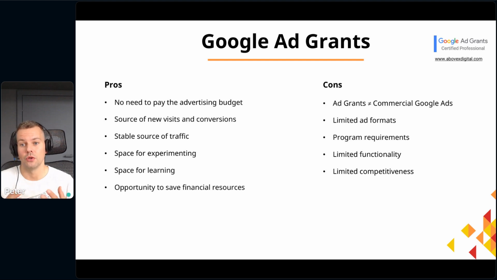But there are other advantages too. Google Ad Grants can be a good source of new visits and new conversions. What I mean by that, coming back to targeting, is that you can choose the keywords you want your ads to show on. You can go after keywords where your website doesn't rank anywhere close to the top. But with Google Ad Grants, you can be there and you can get those potential visitors who wouldn't be able to find you otherwise, right?